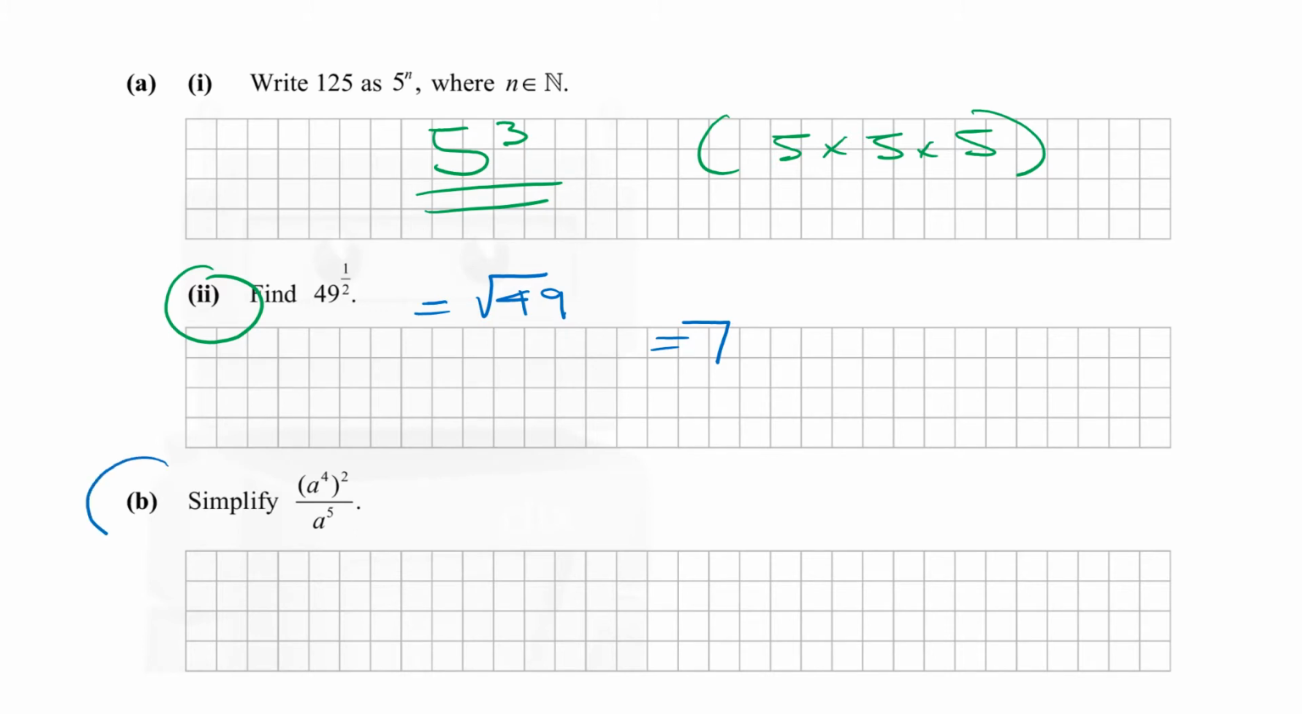Here, part B, we're asked to simplify a raised to the 4 all squared over a to the 5. So the numerator of this fraction can be simplified as a to the 8th power all over a to the 5, and here we subtract the indices, which is equal to a to the 8 minus 5, which is equal to a raised to the 3rd power.